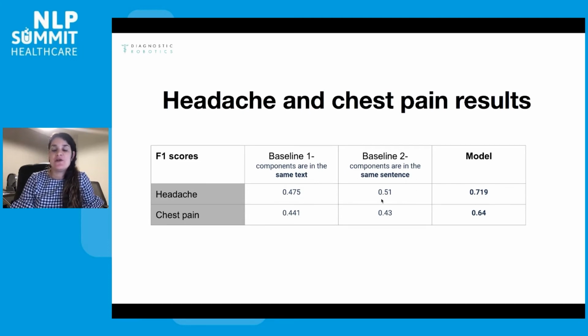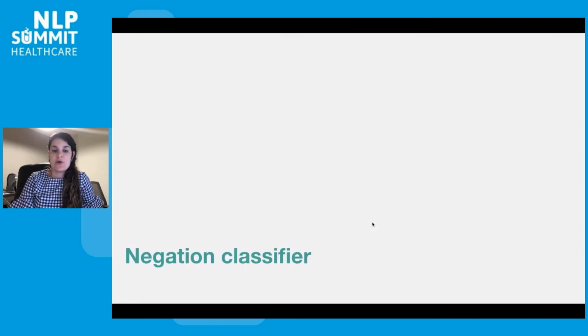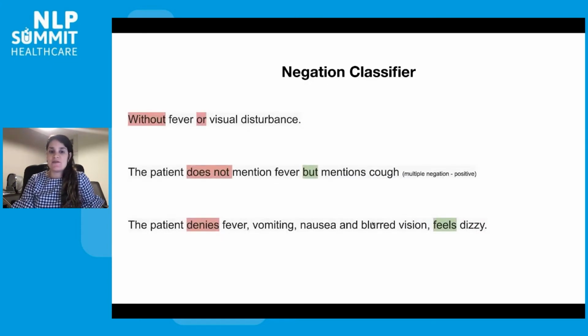The baseline here is to declare components, triad components, that are related if they are mentioned in the same sentence. So we see how the model outperforms these baselines. So this is the first model that I want to share with you. Another model is the negation classifier. So what is the negation classifier?